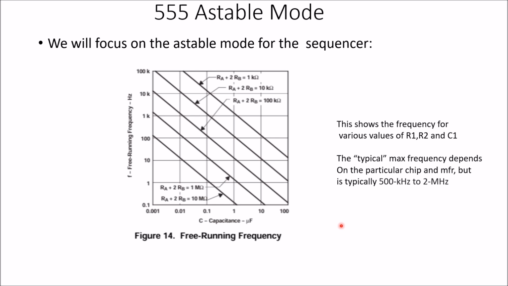So the other thing you have to consider is the maximum and minimum frequencies. The typical maximum frequency, again, depends on the particular chip and manufacturer, but it's typically 500 kilohertz to 2 megahertz. The thing we're going to be concerned about more in the sequencer is the low frequency. And here you say the low frequency is about 0.1 hertz, which is about 10 seconds. So we want to extend that, and there's some techniques for doing that, and we'll talk about those in a minute too.